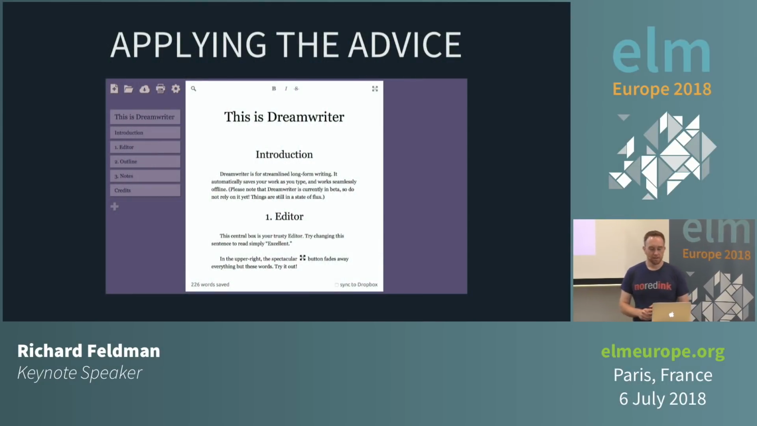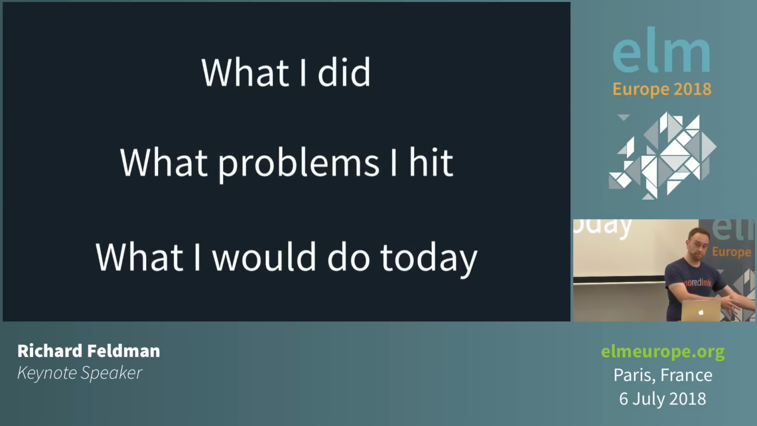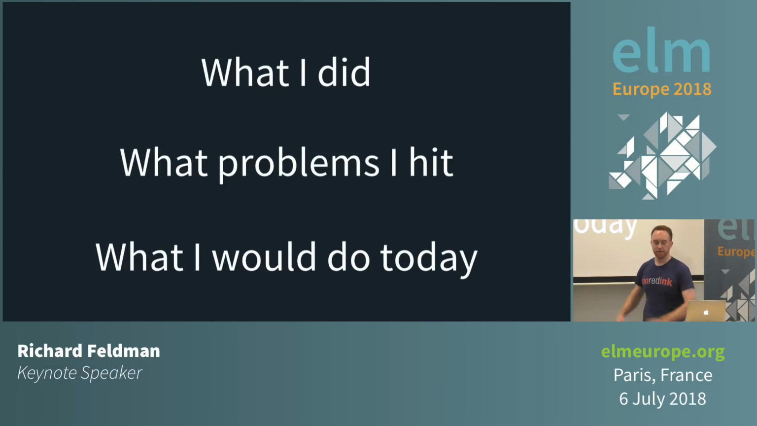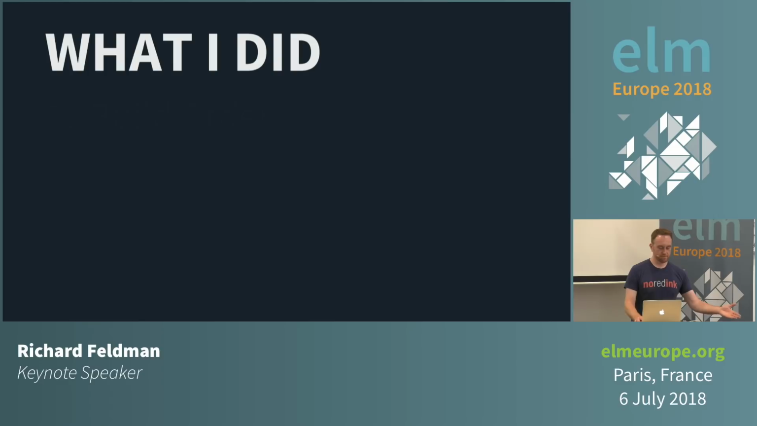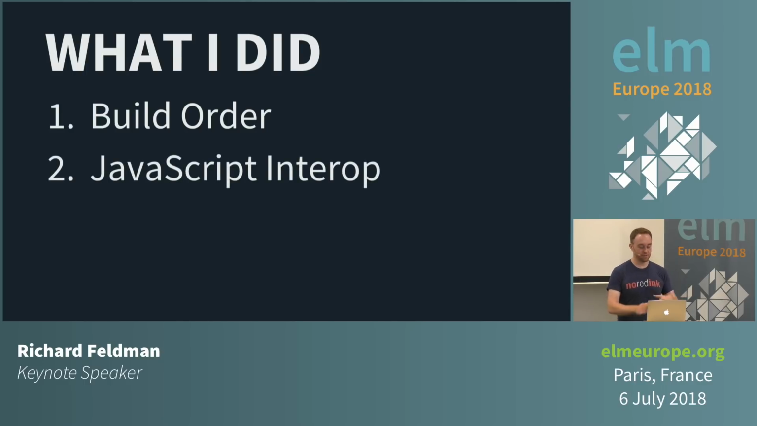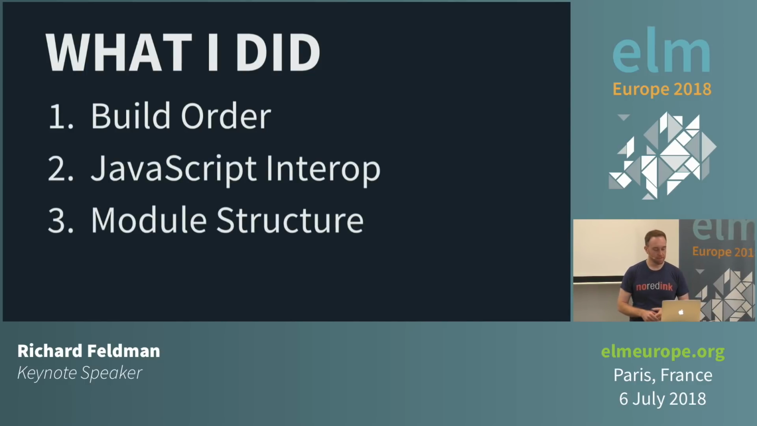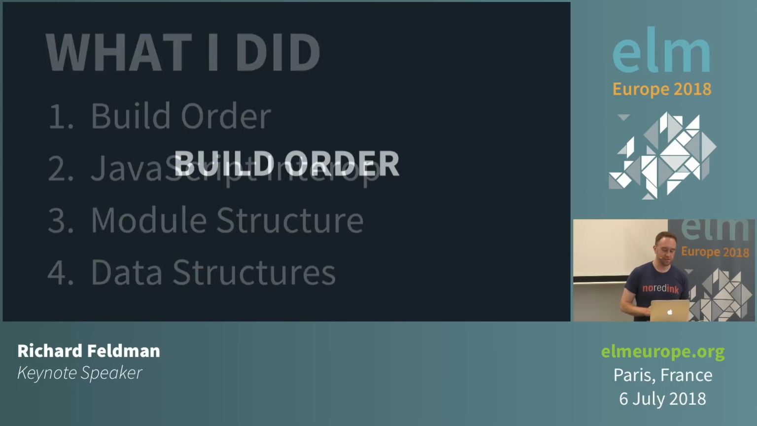And how does it relate to applying this idea in practice? OK, so applying the advice to DreamWriter. I'm going to start off by talking about what I did and what problems I ran into, and then use those to contextualize what I would do today following this advice. OK, what I did. I'm going to talk about four things here. First is the build order, the order in which I built things. Second is JavaScript interop, which I did quite a bit of. Third, the module structure that I came up with, and fourth, some of the data structures. Let's reflect on each of these.